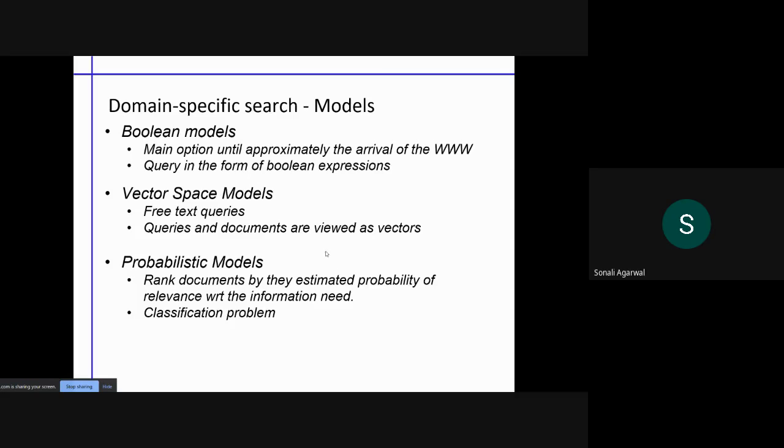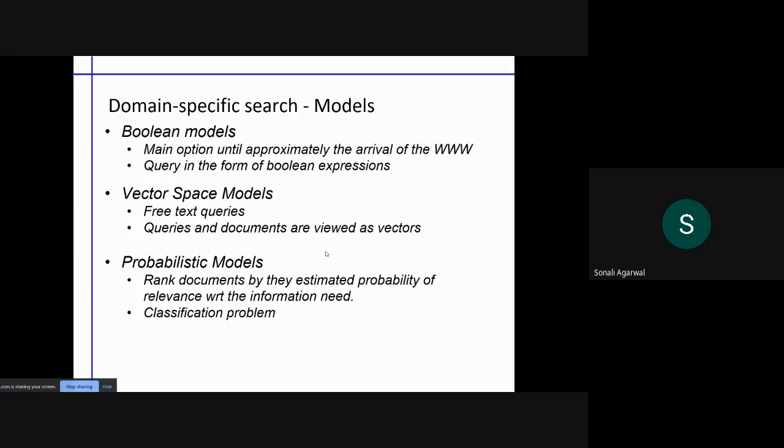After having this, the actual task starts, which is the domain specific search. There are various models. One is the Boolean model, where we write the query in the simplest way, with the help of certain Boolean expressions. Second is the vector space model, a kind of free text query where queries and documents are viewed as vectors. And third is the probabilistic model, where we rank documents by the estimated probability of relevance with respect to the information required.